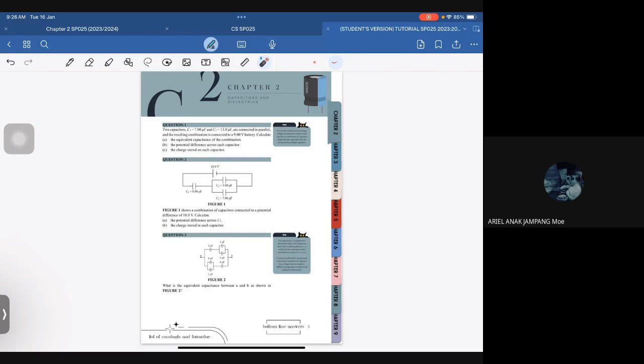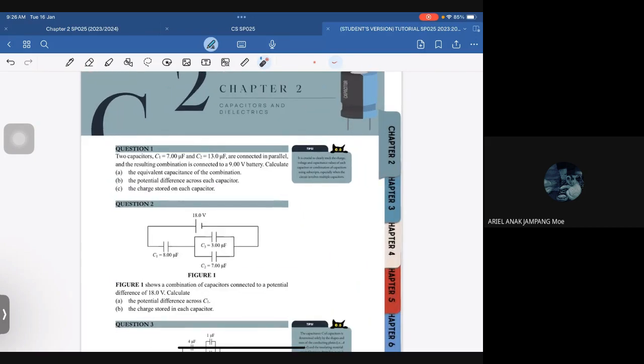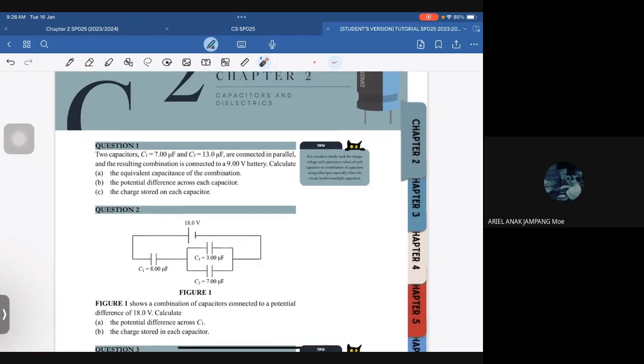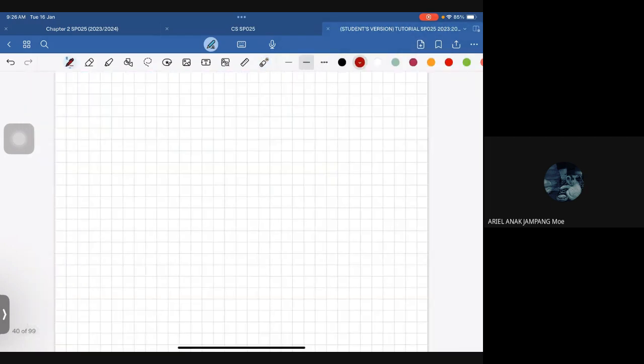For this one, kita ada dua capacitors. These two capacitors are connected in parallel. Kalau kamu tidak masalah imagining the circuit, tidak payahlah lukis. Tapi sekarang ni, some students dia tidak berapa dapat imagine what is happening. Right? So for the first part, kita akan try by drawing circuit itself lah.